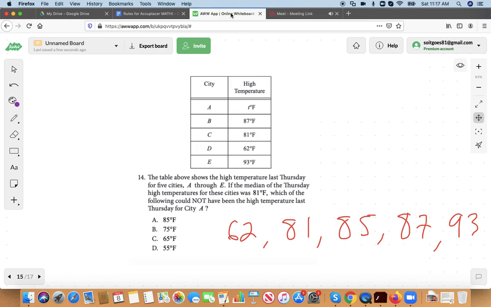I think we found the answer, because the median can't be 81 if city A is 85. Does that make sense? Yes. Okay, let's test the others. I just want to double check to make sure we're on the right track. I don't have an answer key in front of me. Let's test the others. I want to test B.